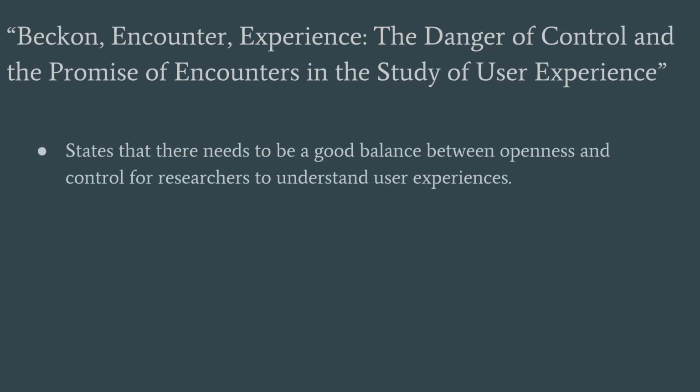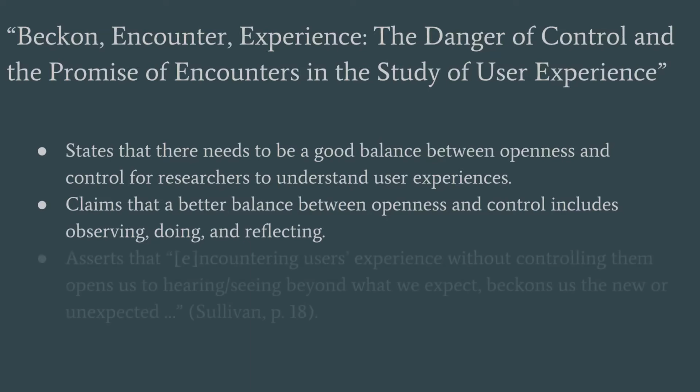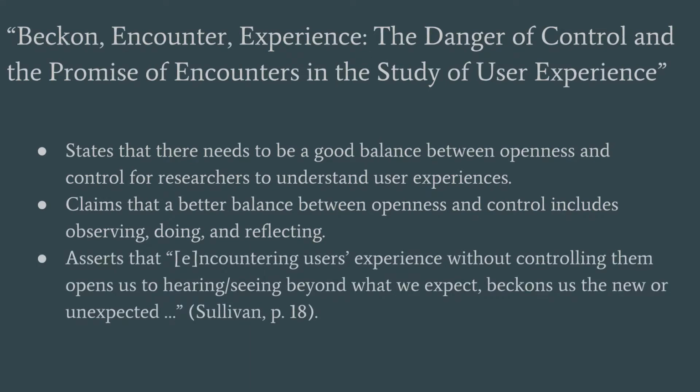Sullivan states that there needs to be a good balance between openness and control for researchers to understand user experiences. Claims that a better balance between openness and control includes observing, doing, and reflecting. Asserts that encountering users' experience without controlling them opens us to hearing and seeing beyond what we expect, beckons us to the new or unexpected.